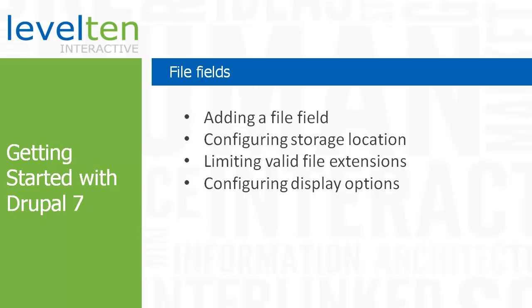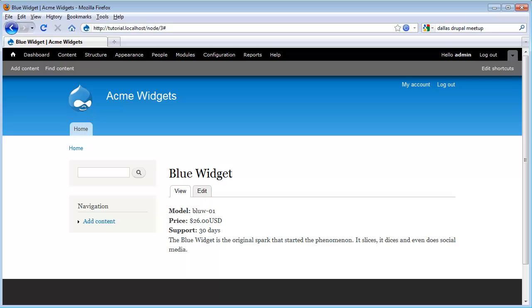the file field. In our demo site, let's say that Acme wants to attach some support documents to the product content type. We want to be able to add files such as guides and manuals to our product nodes. This is where the file field comes into play.